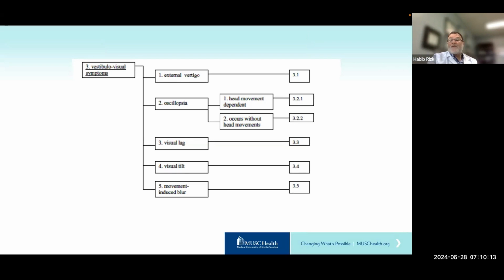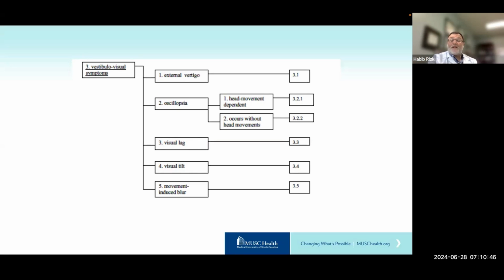Vestibular visual symptoms, and the hallmark presentation of that is external vertigo, which is the spinning we see in neuronitis, for instance, but also visual lag and movement-induced blur, which are related to those corrective saccades we see in vestibular hypofunction, for example. Oscillopsia, which can be dependent on head movement, which is also seen classically in bilateral hypofunction, or the one that occurs even without head movement when somebody has a spontaneous downbeat nystagmus, where they cannot keep the image steady on the retina.